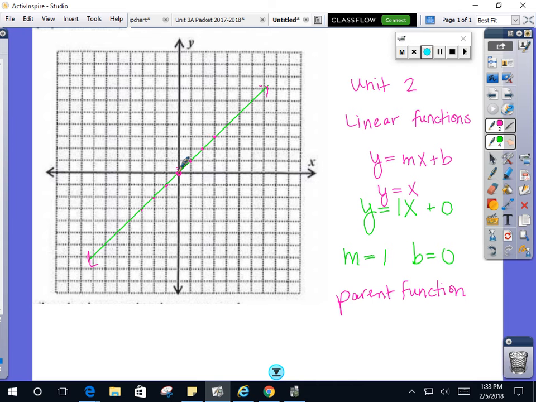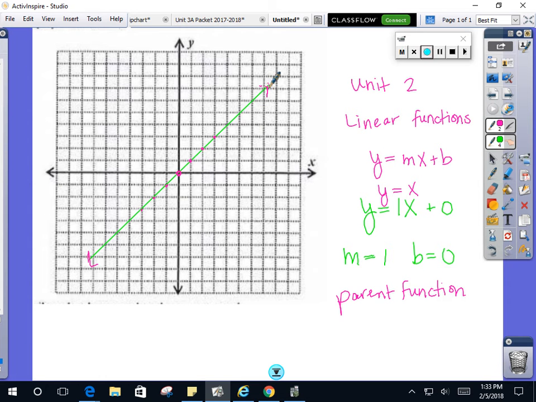Now, from this, we know that the lines can go up and down. Like if you change this number, won't it cause the line to go up if it's plus something? And if you change it to minus something, won't it cause the line to go down? And if you change the m to something other than 1, won't it change the steepness of the line? Okay, but before any of those changes are made, this y equals x is called the parent function of linear functions.